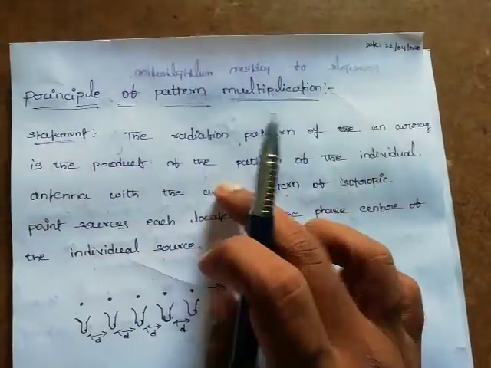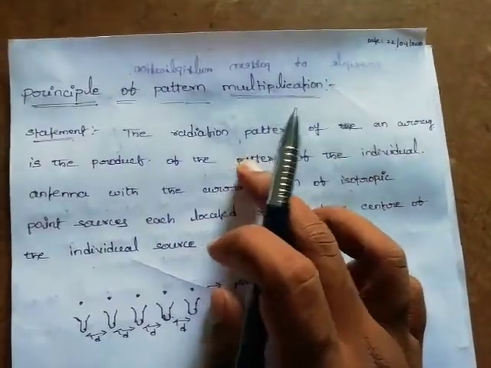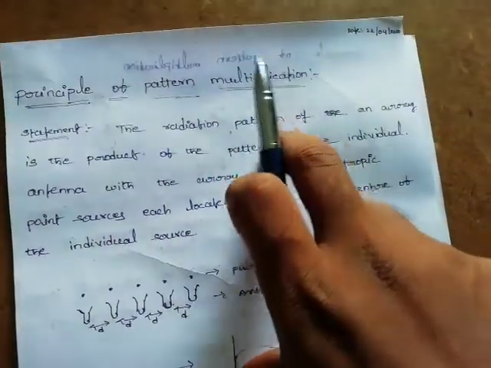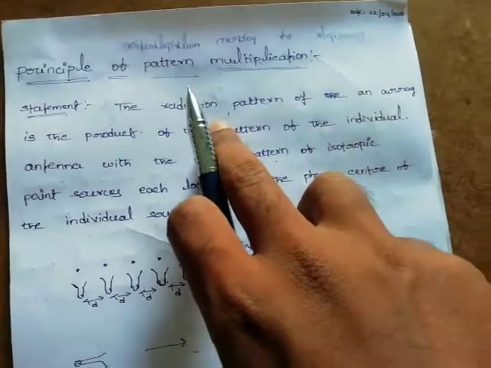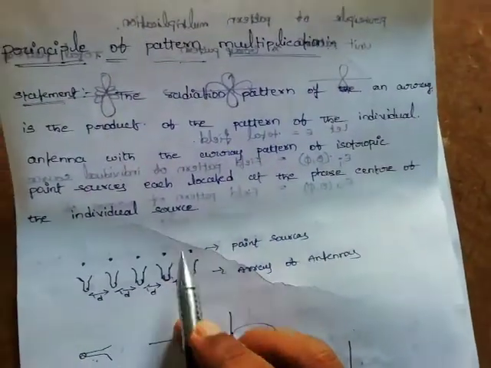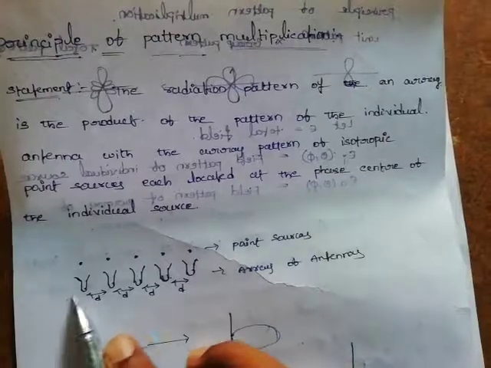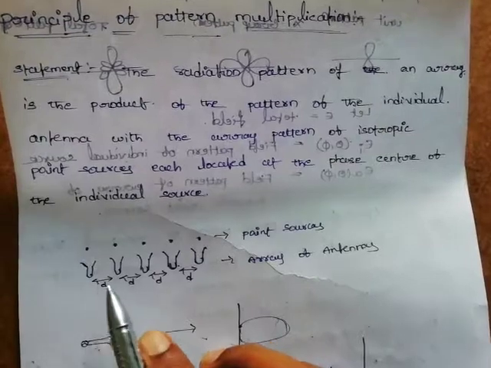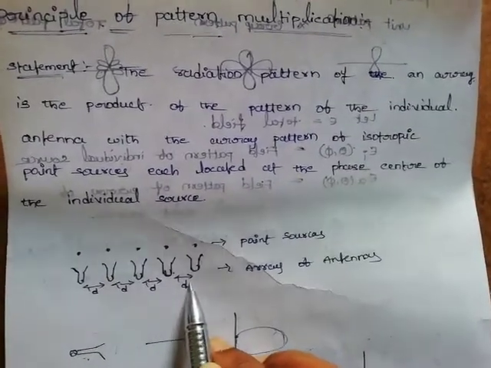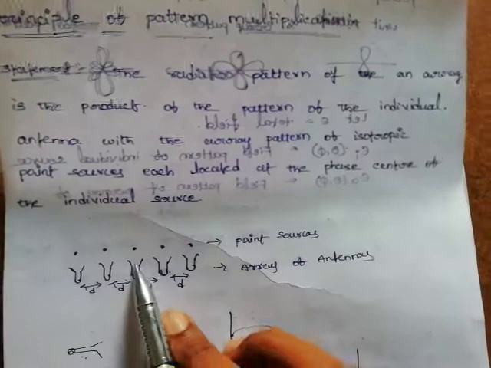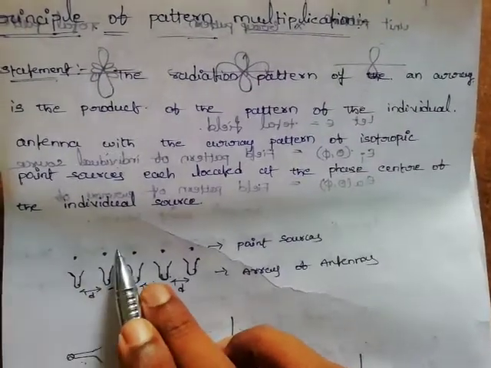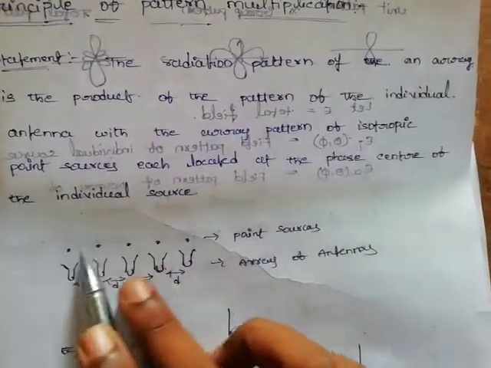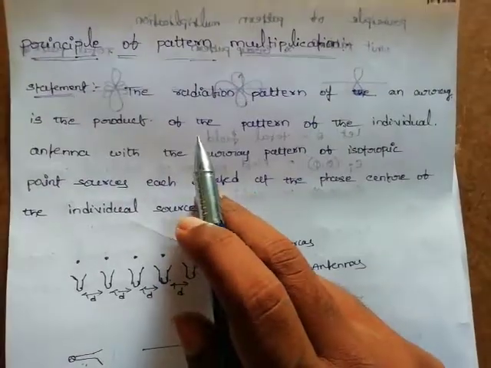So now we will analyze this statement. Just listen carefully, so we will understand this statement in a clear manner. Here I have an array of antennas, horn antennas, which are separated by a distance d. I have located some isotropic point sources at the center of this array of antennas. These are the point sources.